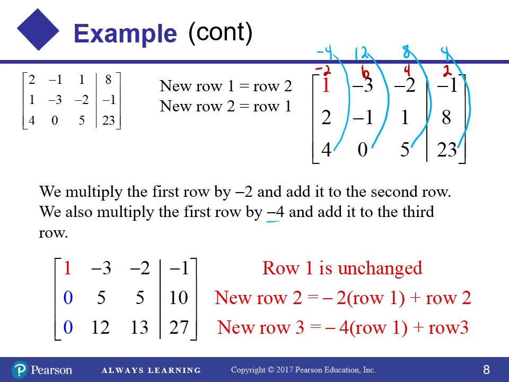So -2 times row 1 plus the row 2. Sometimes you can write that kind of out to the side to help you know what you did. So I'll give you a minute if you need to write down those steps, what we did. We took -4 times row 1 and we added it to row 3 to get our new row 3.